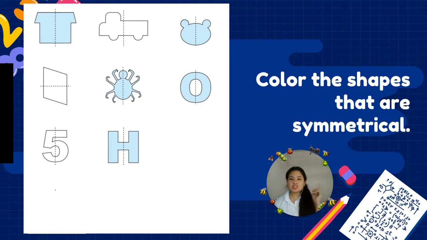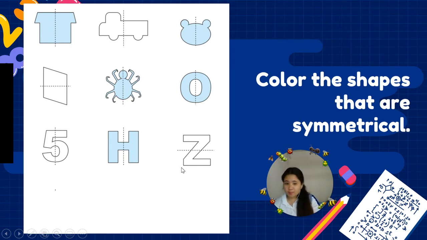Yes, so it's not a symmetrical shape. So this one, letter Z, no color. Because when you measure this one, I think this one and this one is not the same. So it should be the same. So a symmetrical shape should be the same. So it is not.